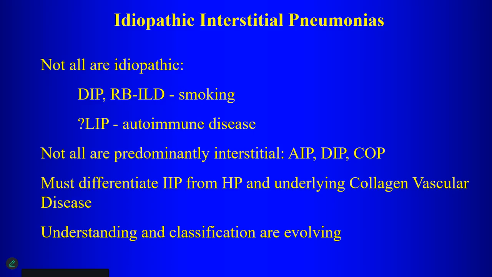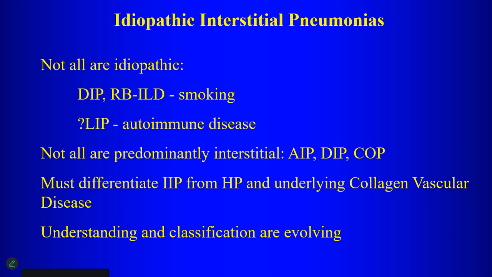We know that DIP and RBILD are associated with smoking, and LIP, there's controversy as to whether LIP really exists as an idiopathic interstitial pneumonitis. Most patients who have LIP have some underlying autoimmune disease. We also see it with AIDS, and we could see it with stuff like Sjogren's. So most patients who have LIP on biopsy have some underlying cause. Whether it exists as an idiopathic entity in and of itself is somewhat controversial.